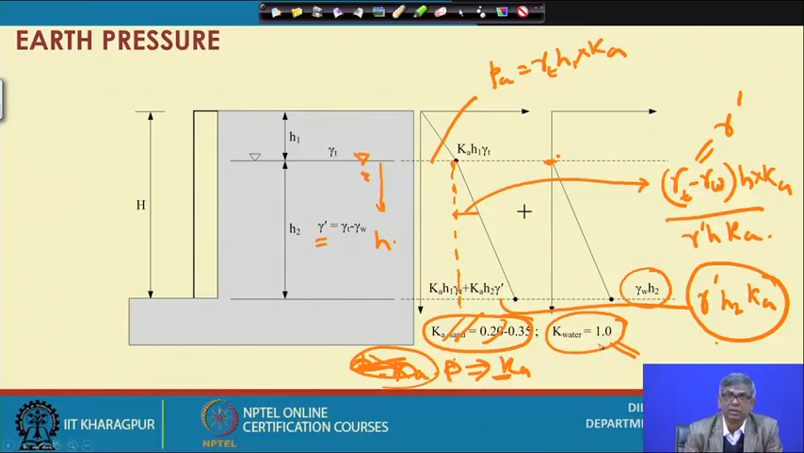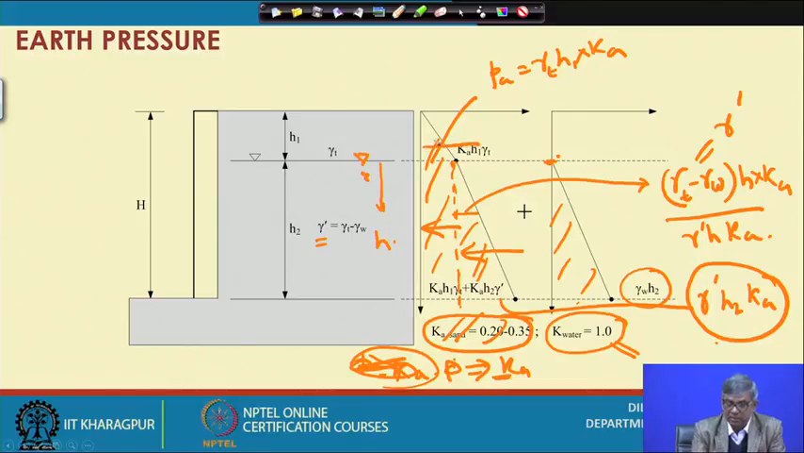Now, if I want to find out the total thrust on the wall, what do I have to do? I have to find out the area of these 3 parts plus the area of these parts, and then, to find the point of application of the thrust, I have to find the CG of all 4 parts, 1, 2, 3, 4. There is a calculation procedure for how to find the CG. This force will act at the midpoint, this will be at h by 3, this will also be h by 3. So, these distances will be known.